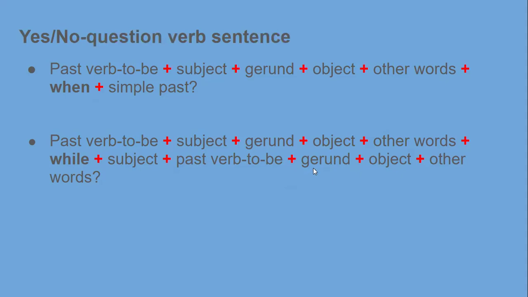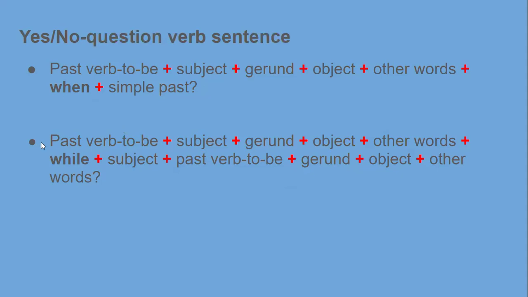Okay, so let's recap. So first, you need the past verb to be to form your yes-no question. Then you need the subject. After the subject, you put the gerund, object, other words. Then you put when, and then the simple past sentence. In this case, like I said, the sentence indicates that there was an interruption.